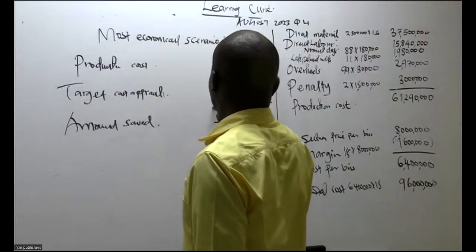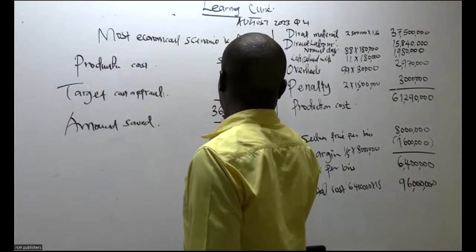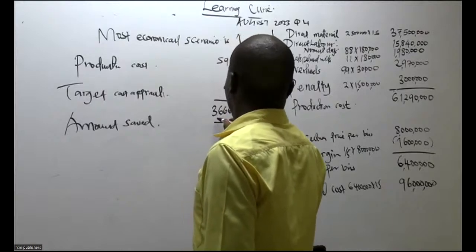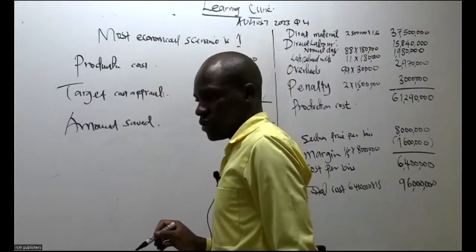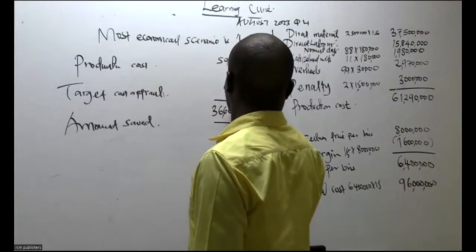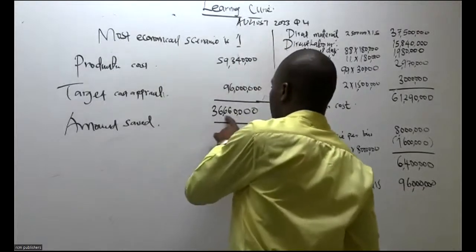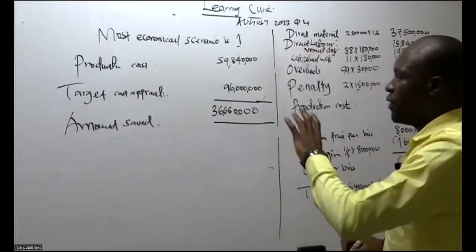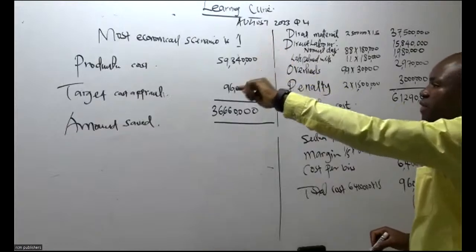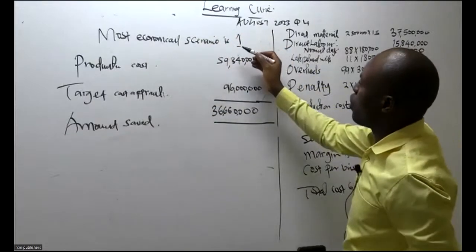36,366,000. Is it 36 million? So that is what they are going to save if they use scenario 1, which is the most economical.